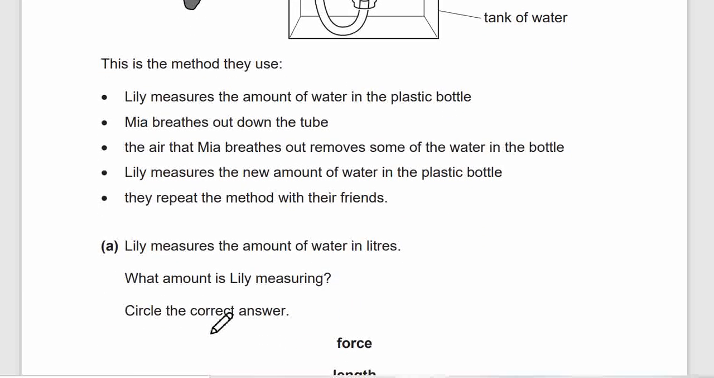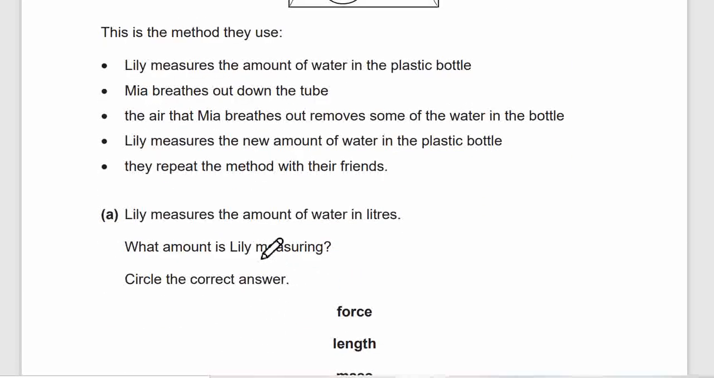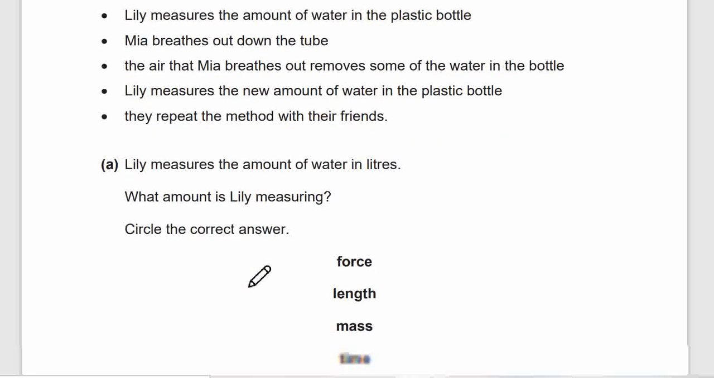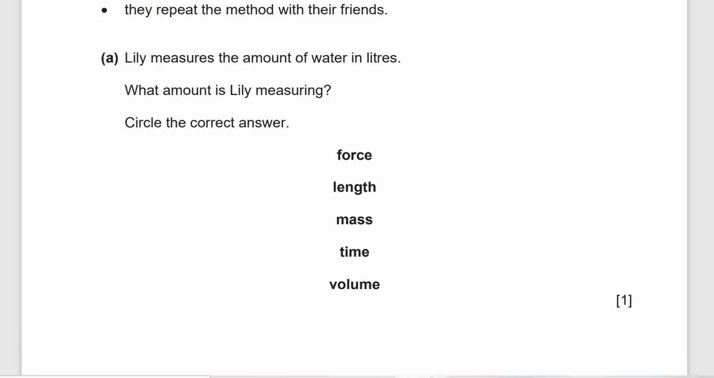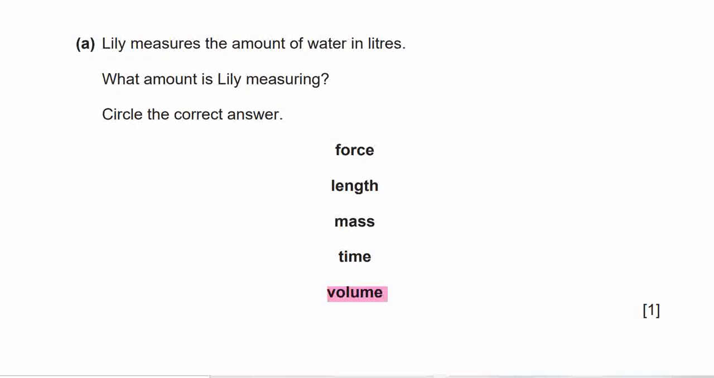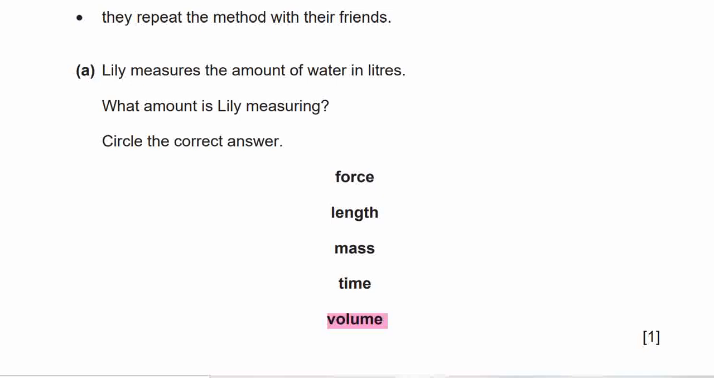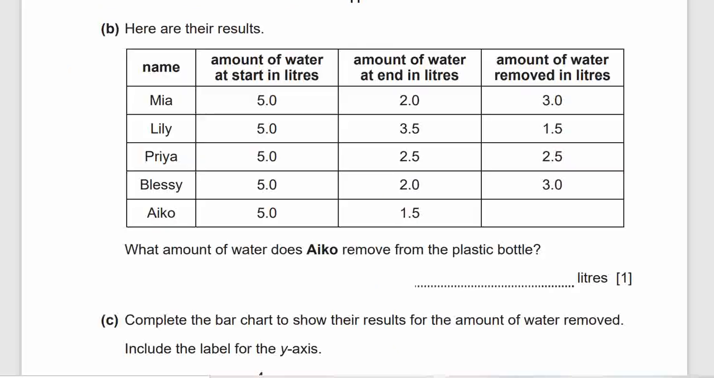Question A. Lily measured the amount of water in liters. What amount is Lily measuring? Circle the correct answer. Well, the amount of water is measured as volume. So we circle volume.